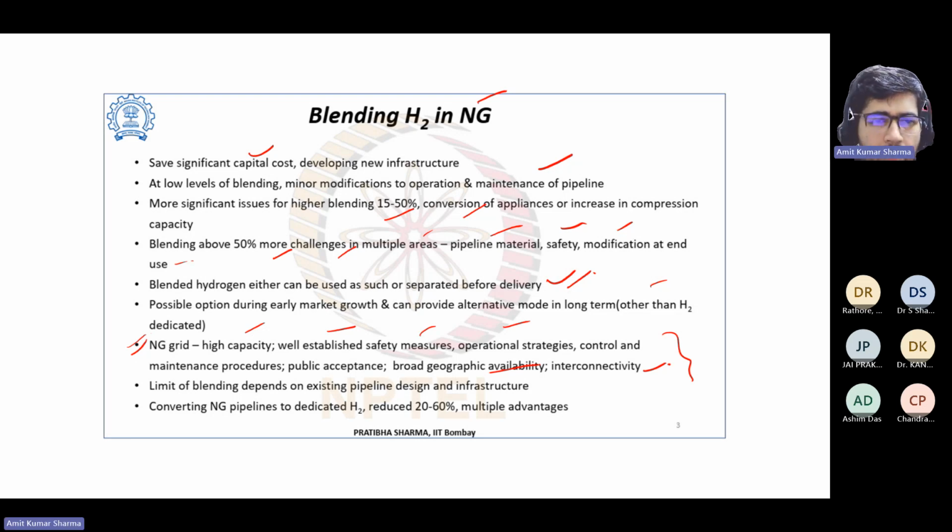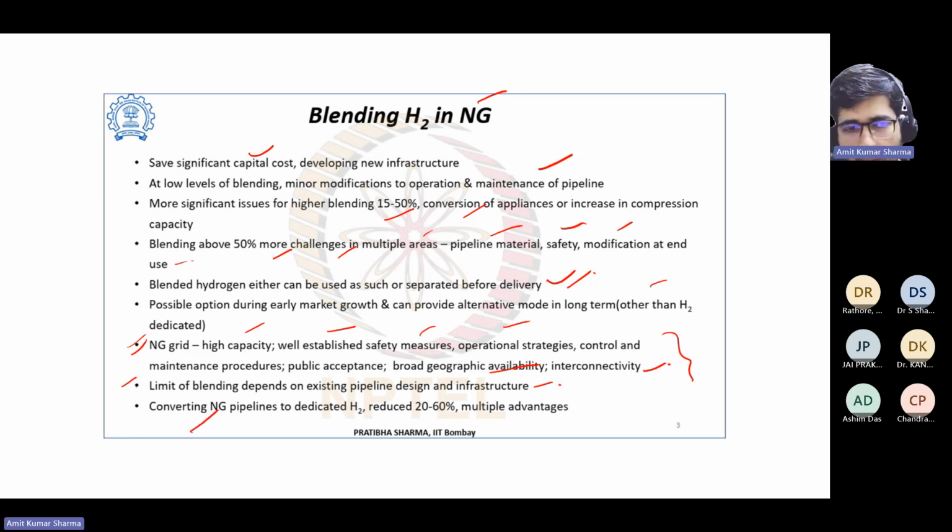The limit of blending depends on existing pipeline design and infrastructure. The limit will depend on the pipeline material because we know there can be embrittlement, the pipeline thickness, and the age of the pipeline. So you need to consider all the factors. Then only can you say, okay, I can blend this much amount of hydrogen in the NG pipeline.